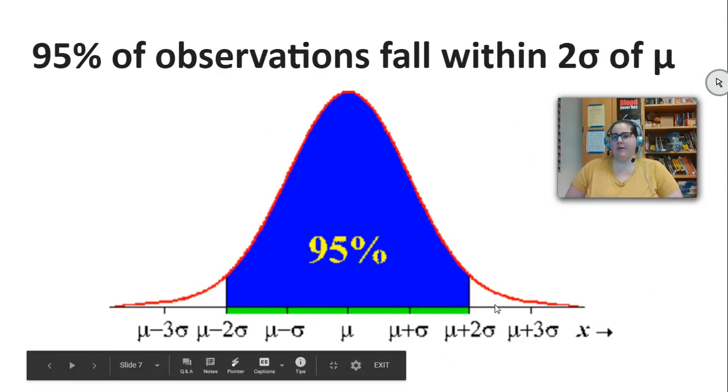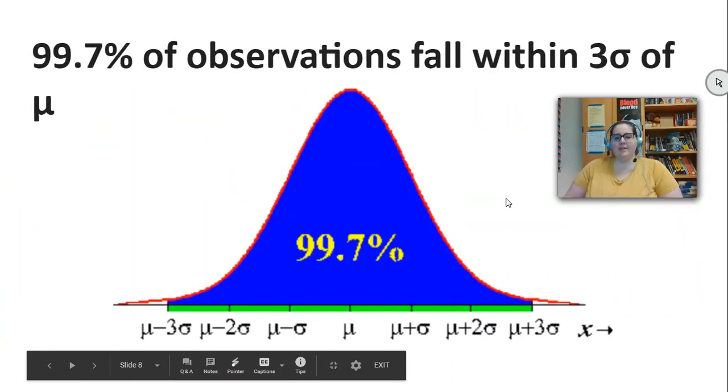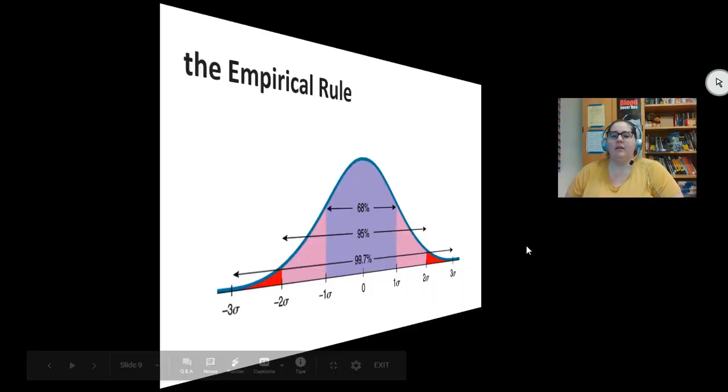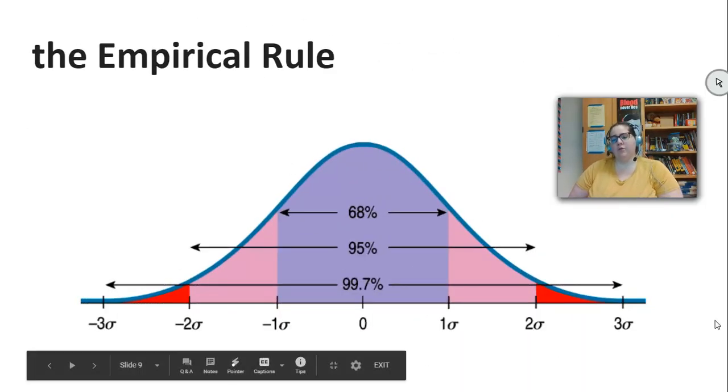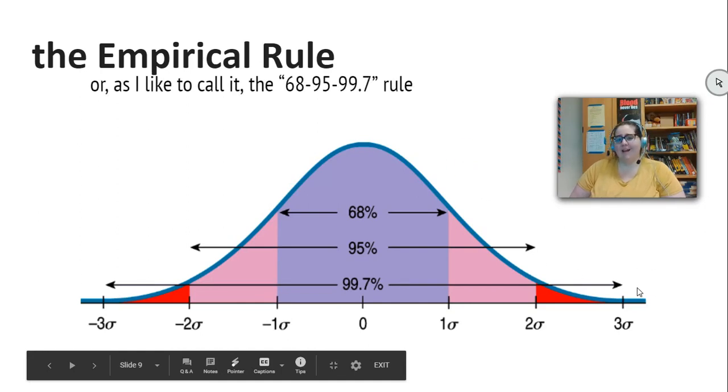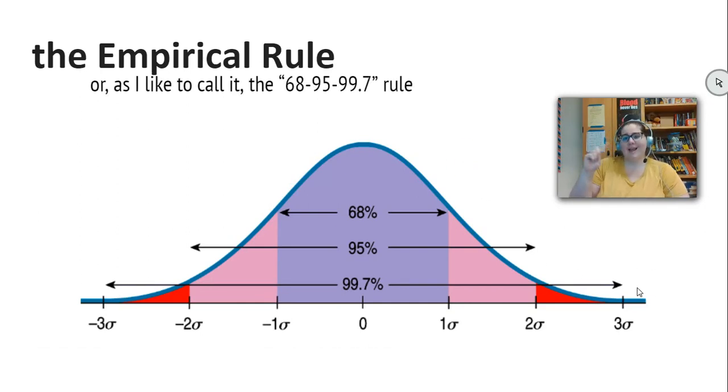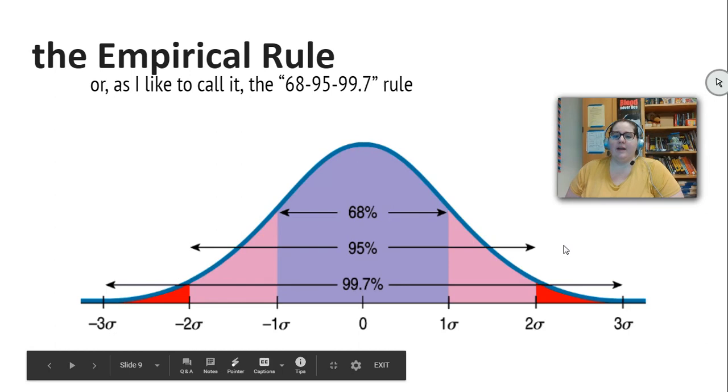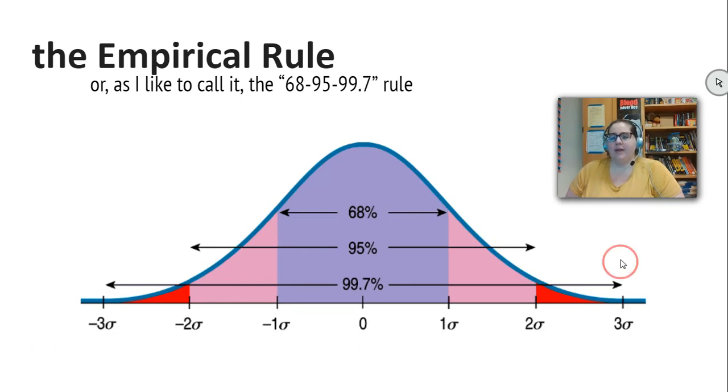Further, within 2 standard deviations of the mean holds about 95% of our observations. And within 3 standard deviations of the mean is 99.7%. So almost all of our observations will fall within 3 standard deviations. The 0.3% that's left over will fall beyond 3 standard deviations either way. We call that the empirical rule, or sometimes I like to call it the 68, 95, 99.7 rule, which is harder to say, but it's more useful as a name. So 68% within 1, 95% within 2, 99.7% within 3.